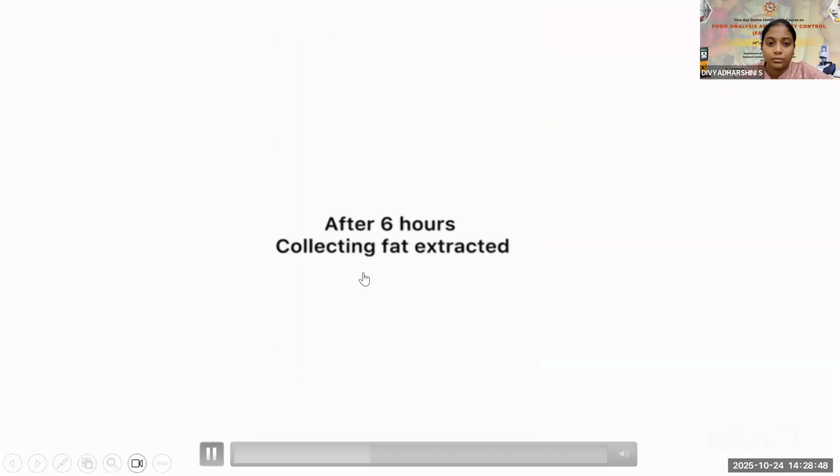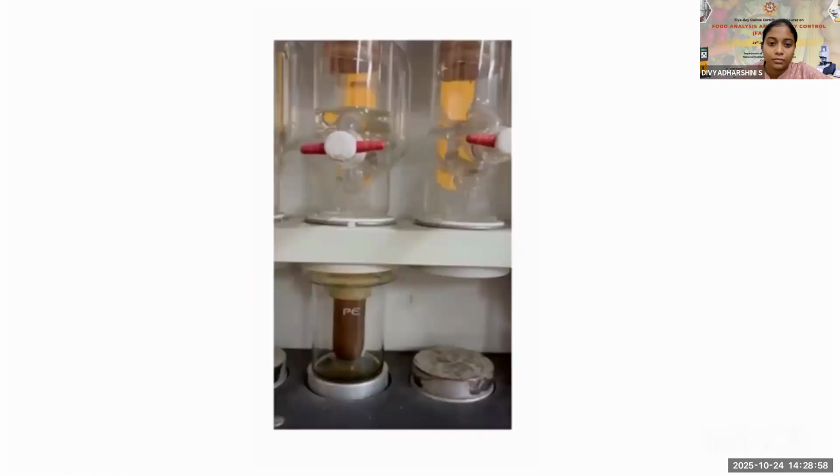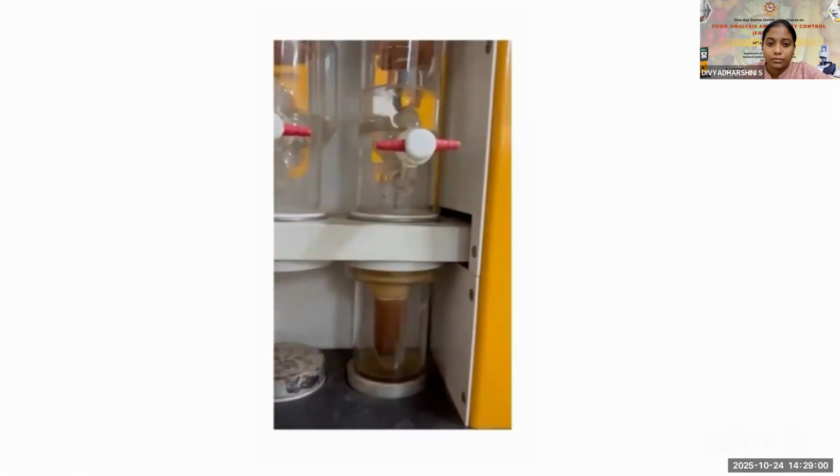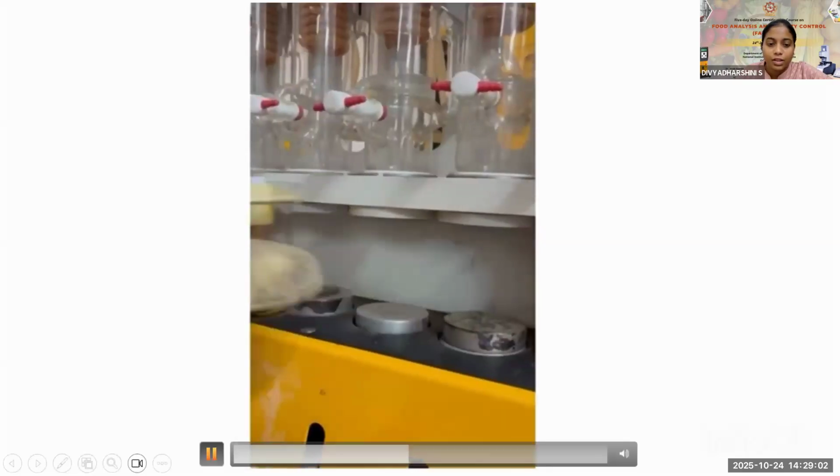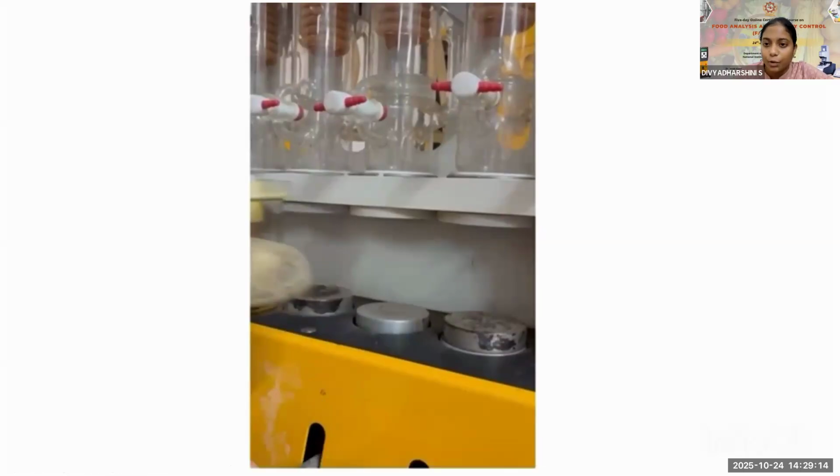After 6 hours of fat extraction, we have to close the valve like this and let the sample be recovered from the solvent. We have to evaporate the solvent from the sample. For that, we can also use the solvent recovery method, running one more cycle. Otherwise, we can use the rotary evaporator, which is also available.